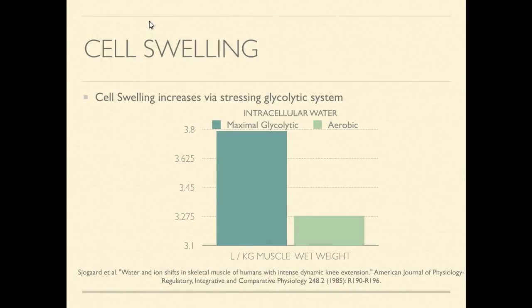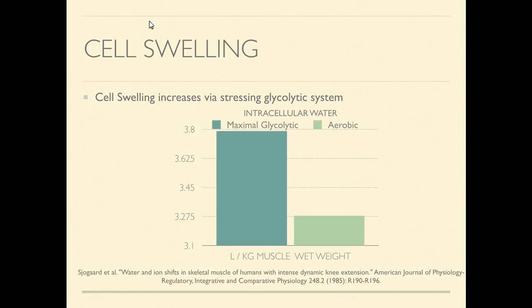We see that here. When cell swelling increases by the glycolytic system, you get an increase in intracellular fluid, as opposed to when you have a lot of rest between sets, like the aerobic condition. So again, it's got to be metabolic. It's got to be stressing the glycolytic system, which is going to be more 8 to 12 reps.